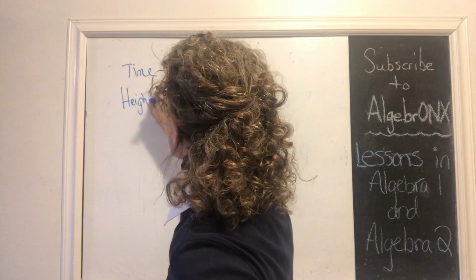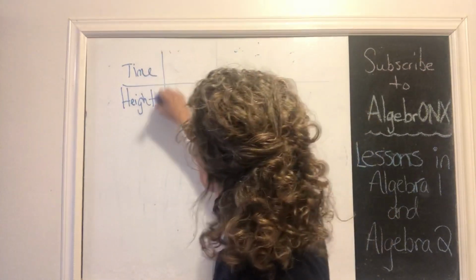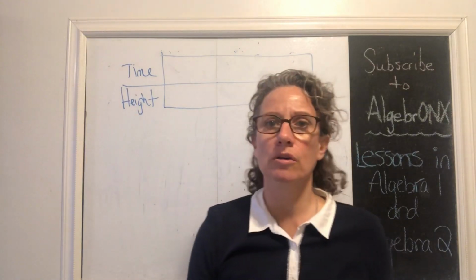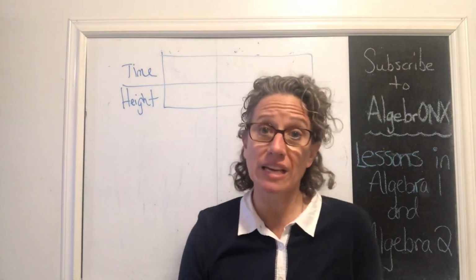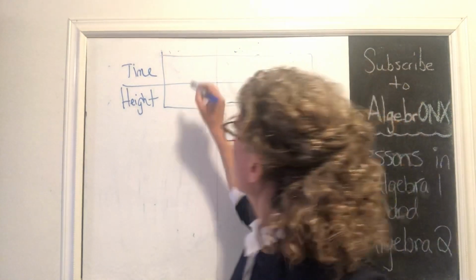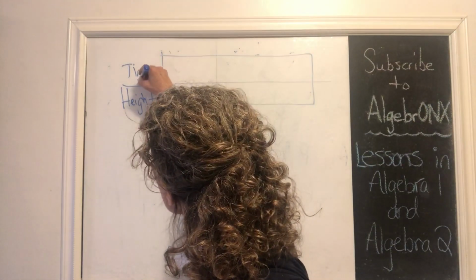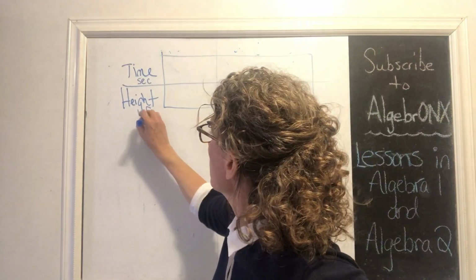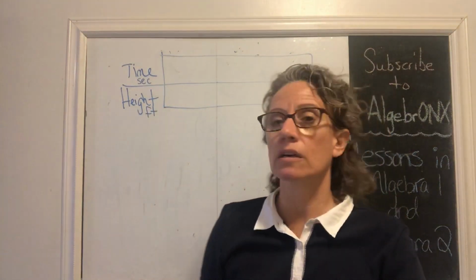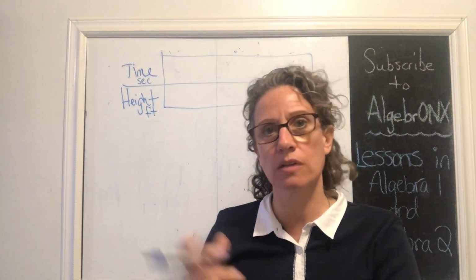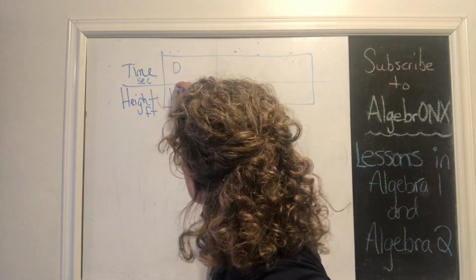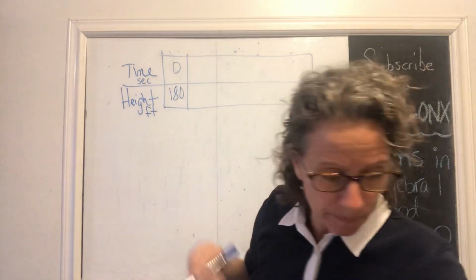And as you know, when you're doing these graphs, we don't need the negative x-axis because if it's time, we can't have negative time. So in this one, the time is in seconds and the height is in feet. And it's important to note that because if you're asked questions, you have to answer with the proper units. Okay, so our first is 0, 180.